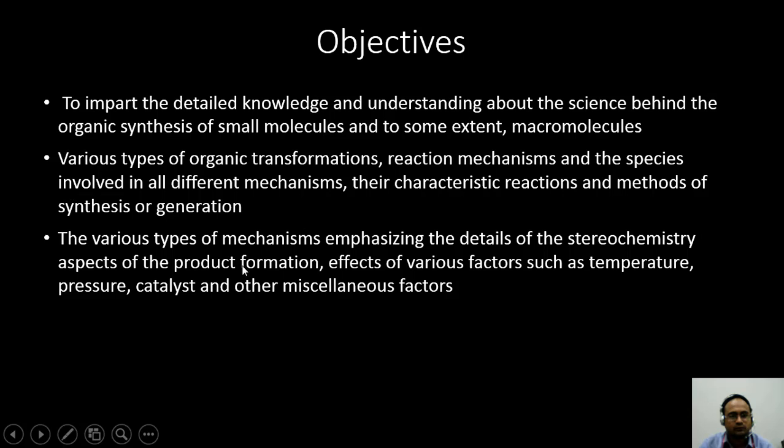While doing so, we will also pay some attention to the details of the stereochemistry of various reactions. We will also try to understand why one product forms and the other doesn't form. In addition, we will try to understand the importance of various factors which affect the reactions, like the temperature, pressure, presence of catalyst, and some other miscellaneous factors will also be covered.